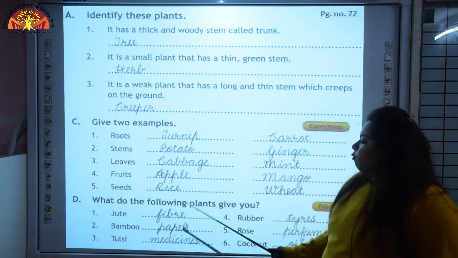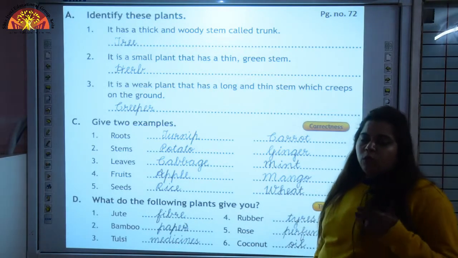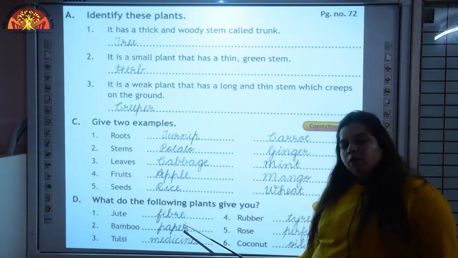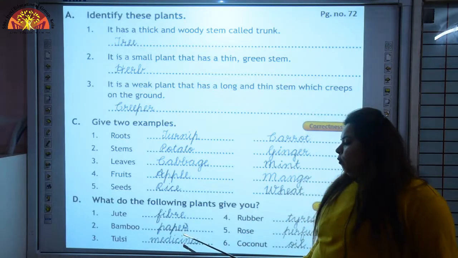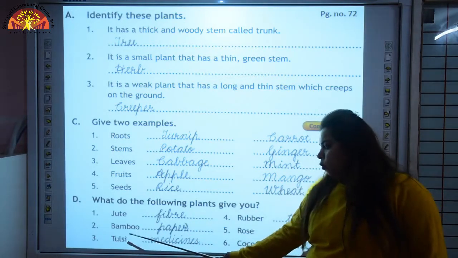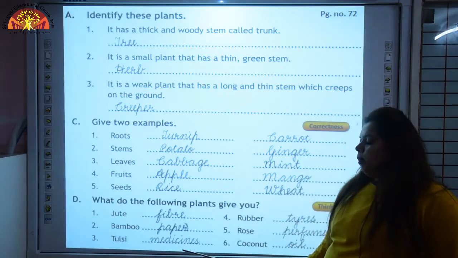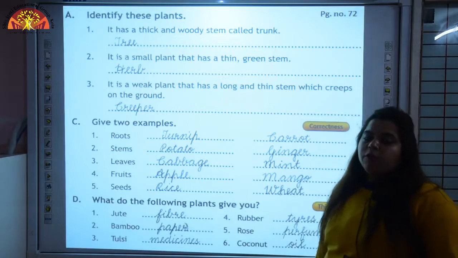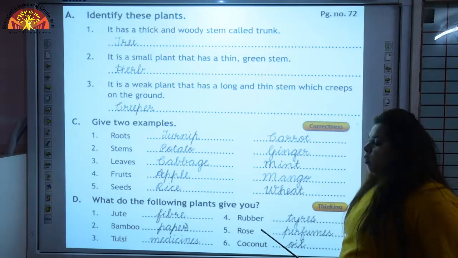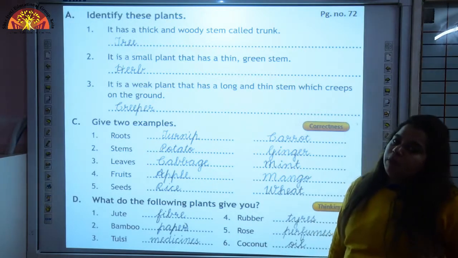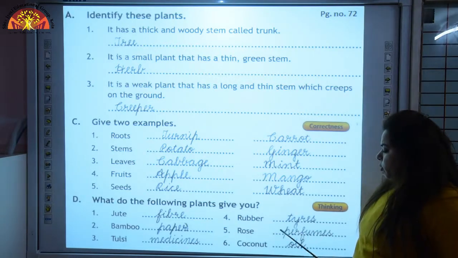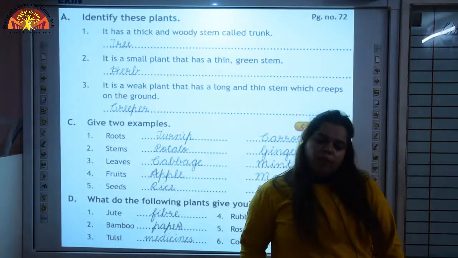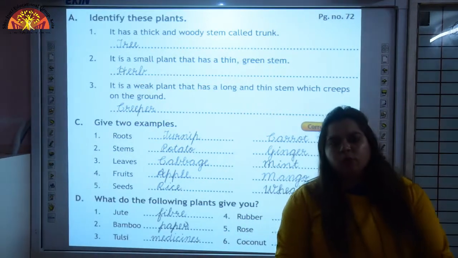D. What do the following plants give you? Now, what do the following plants give? Jute. Jute gives fiber. We get fiber from jute. Bamboo. What we make from bamboo? Paper. Tulsi. What we make from tulsi? We make medicines. From rubber, we make tires. Tires are made from rubber. Rose, hibiscus, what we make? We make perfumes. And from coconut, what we make? We make oil. Okay children, now let's learn the spelling of these words.